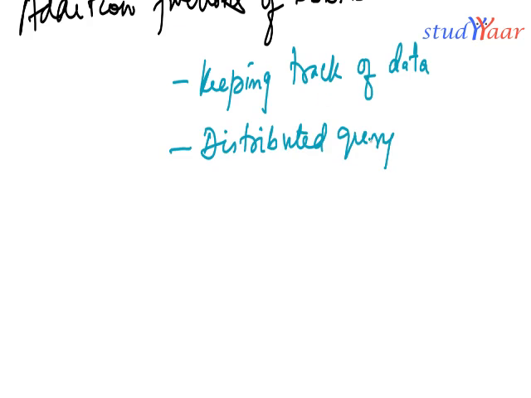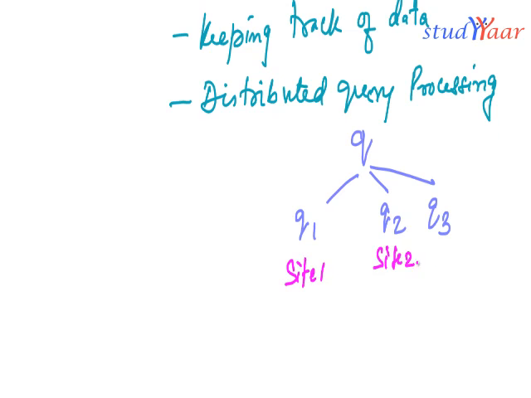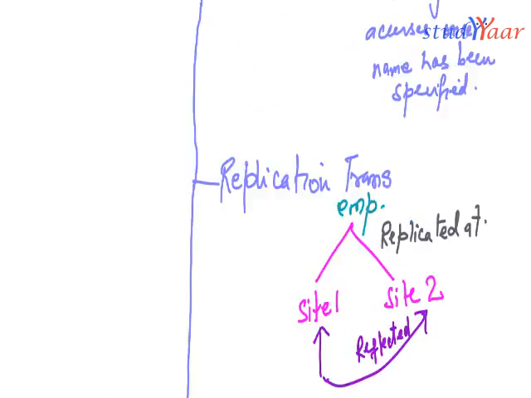Okay, next function is distributed query processing. What is this? The responsibility over here is that you have to divide your query into sub-queries so that each can be executed at a different site. Okay, so you have to do something like this. Why?